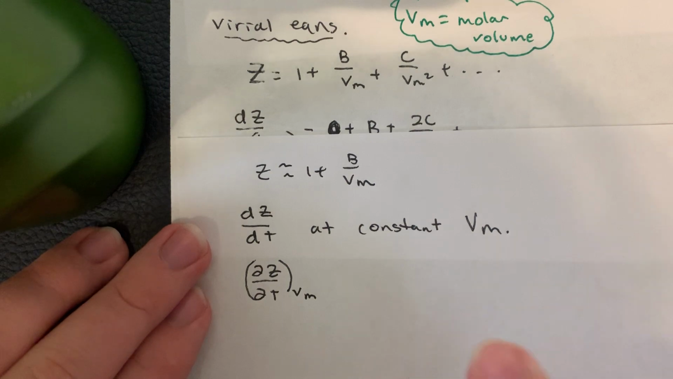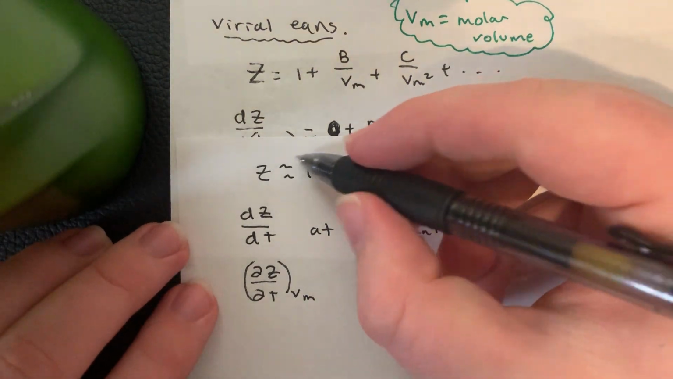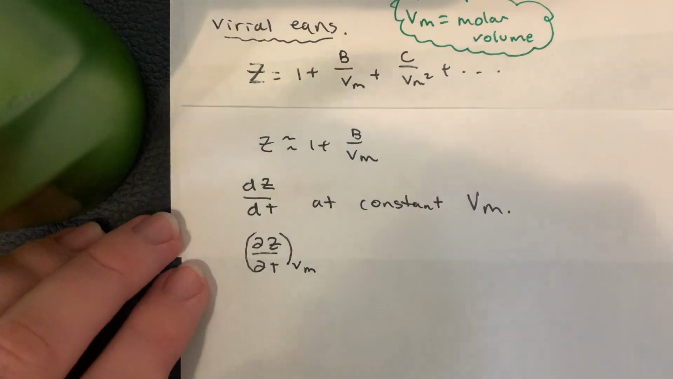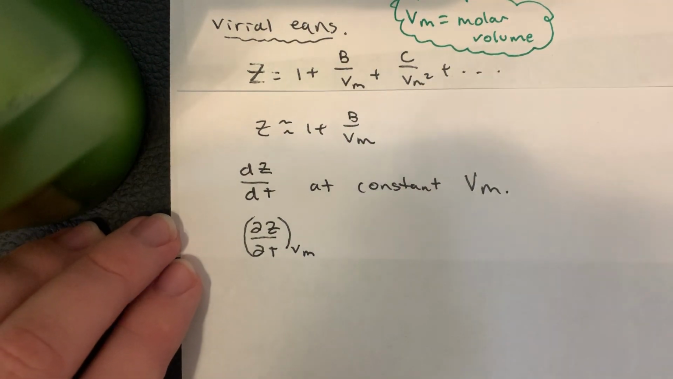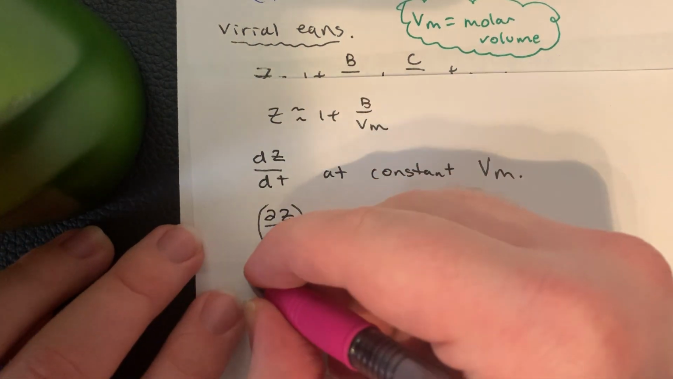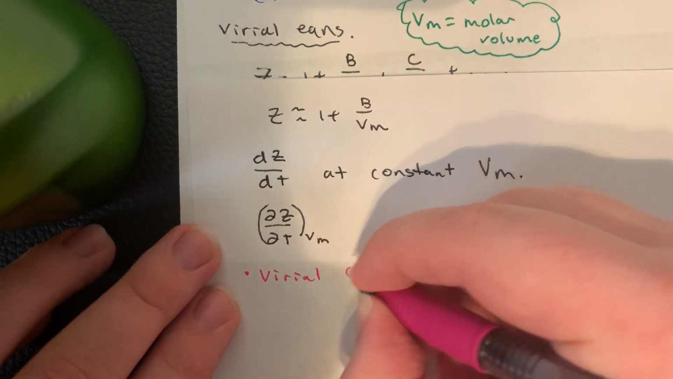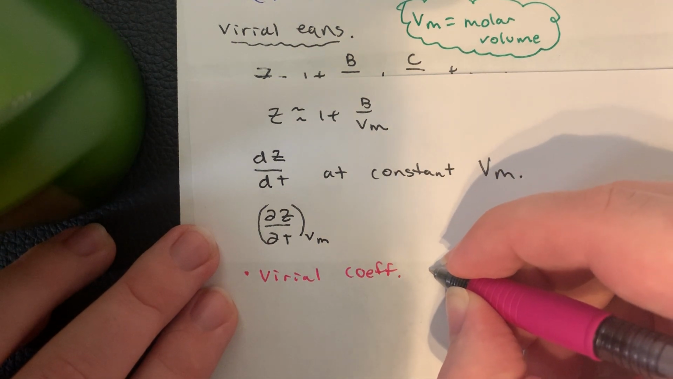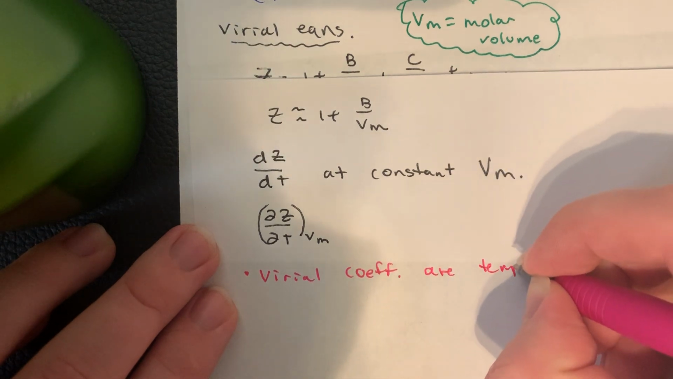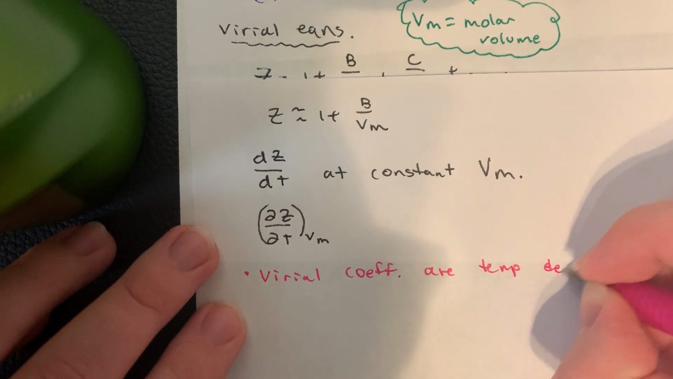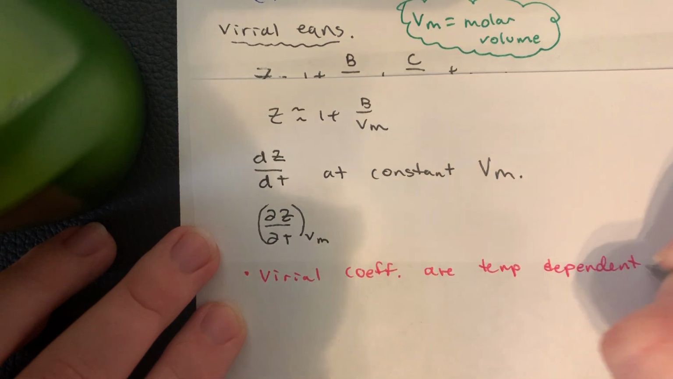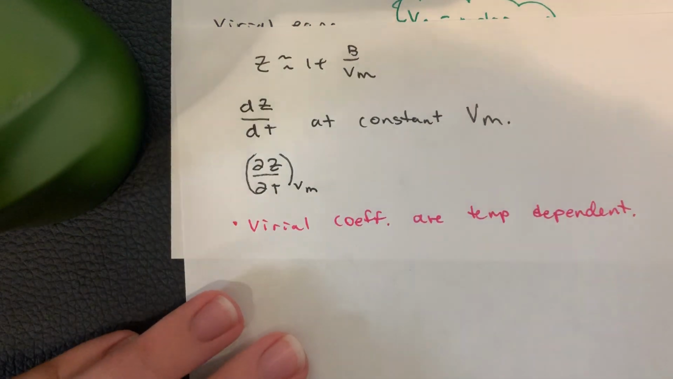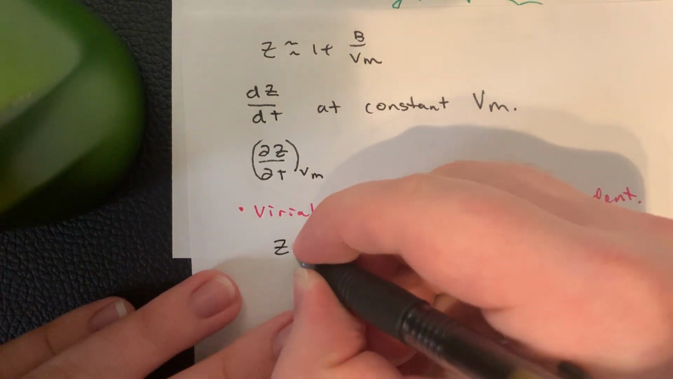Now this might seem a bit tricky because you think, okay, this whole term is going to be 0 because temperature isn't in there. Well, temperature is in there. So the virial coefficients are temperature dependent. So that means we need to basically treat z as follows.